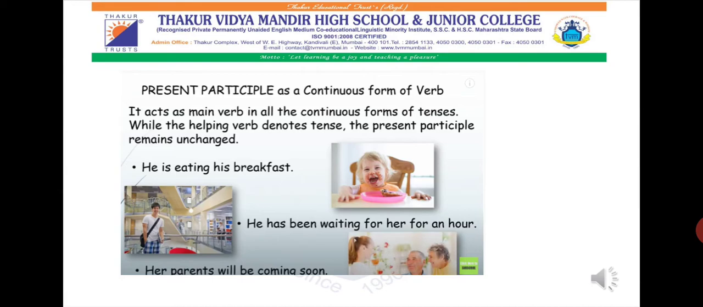Now let's move to our third sentence. Her parents will be coming soon. Will be is a helping verb, and coming is a main verb, and this particular sentence is a future continuous sentence, and therefore we see that some action is taking place. Her parents will be coming soon. Her parents will come when that particular time arrives. So we see an action taking place. Okay, I hope you all understood this concept.